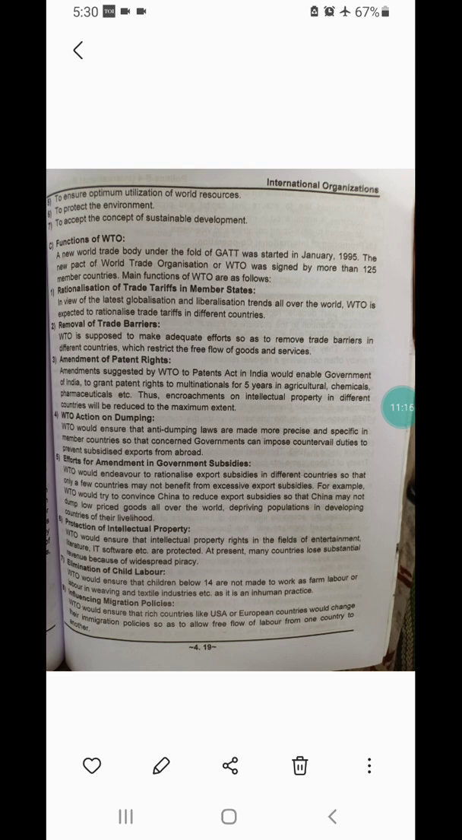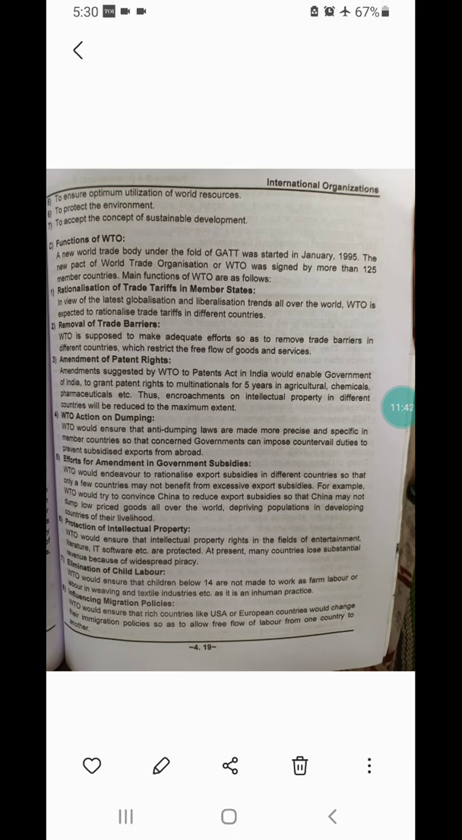In view of the latest globalization and liberalization trends all over the world, WTO is expected to rationalize trade tariffs in different countries. See, in view of the latest globalization, जब अपन अभी ग्लोबलाइजेशन लिबरलाइजेशन चल रहा है पूरे वर्ल्ड में, तो WTO को क्या करना है, ट्रेड टैरिफ डिफरेंट कंट्रीज का अच्छे से कंट्रोल करना है, राइट। Now, removal of trade barriers. WTO is supposed to make adequate efforts so as to remove trade barriers in different countries which restrict the free flow of goods and services.